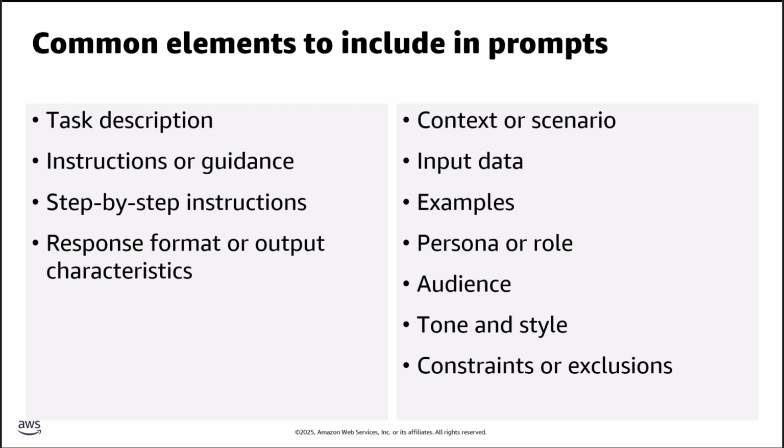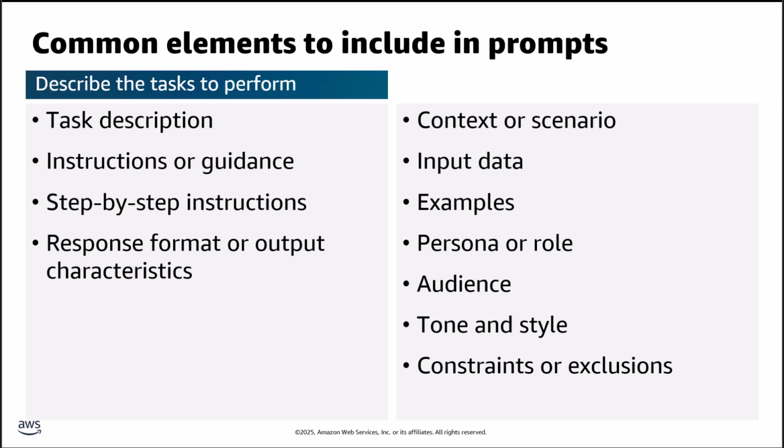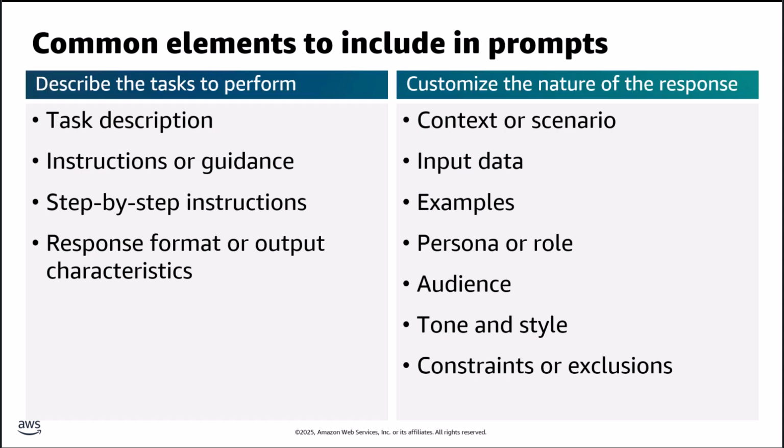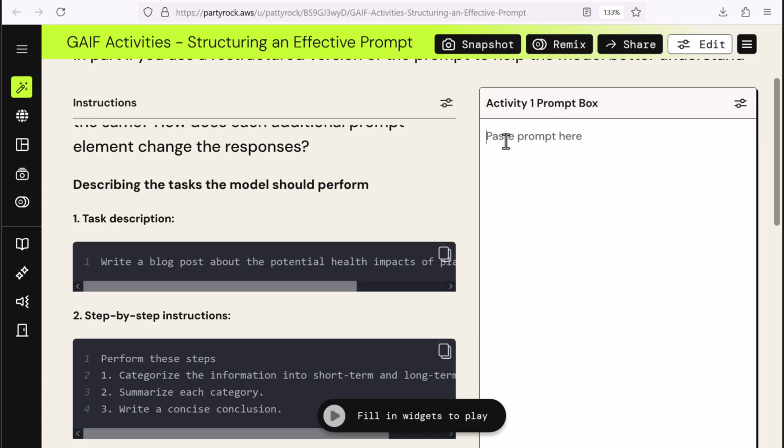This slide lists common elements that you should have in your toolbox. Some prompt elements focus on telling the model exactly what to do, while others focus on customizing the results to meet a specific use case. Let's take a look at 3 elements for describing what you want the model to do: task description, instructions, and response format. The task description clearly defines the objective or problem the LLM should address. In this example, write a blog post about the potential health impacts of plant-based diets.